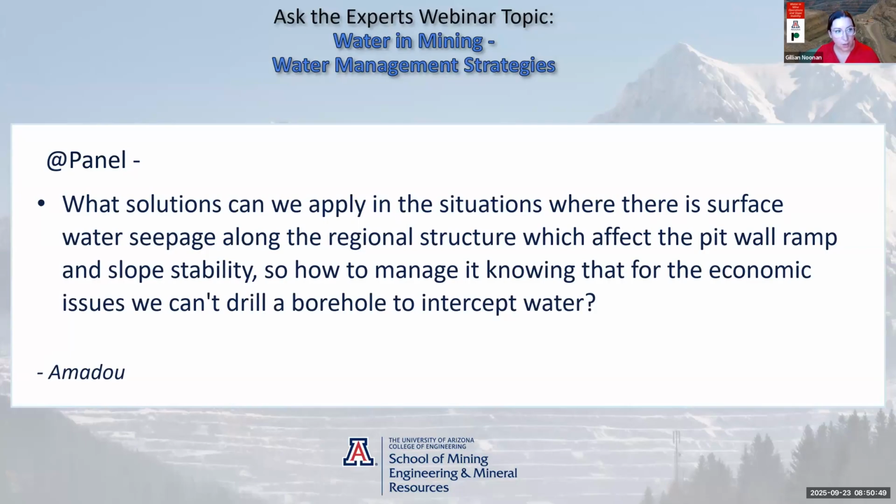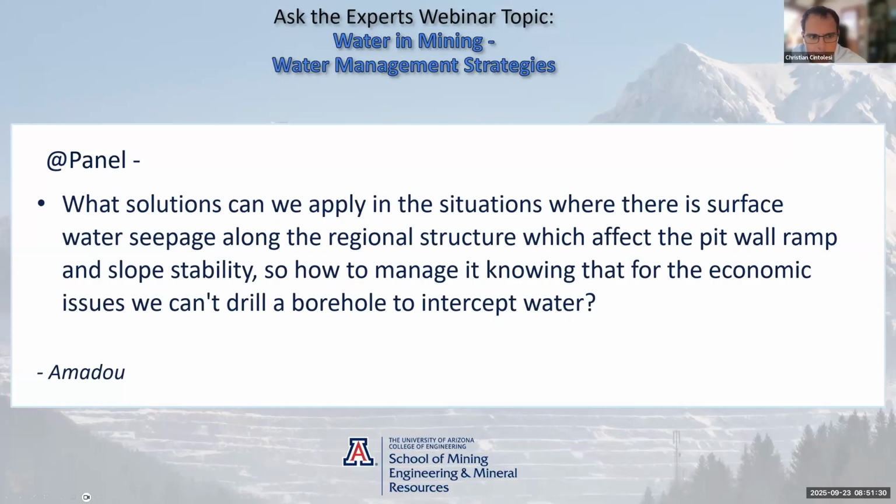Comes from Amadou, and this is addressed to the panel. I see Christian, you have noted that you might like to start with this question, so I'll call on Christian first. I'll read it out. Amadou is asking, what solutions can we apply in situations where there is surface water seepage along a regional structure which affects the pit wall ramp and slope stability? How do we manage it, knowing that for economic reasons we can't drill a borehole to intercept the water? So how might you suggest that this situation be addressed? Christian, I'll call on you to start.